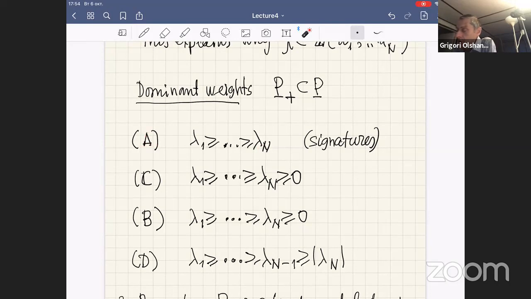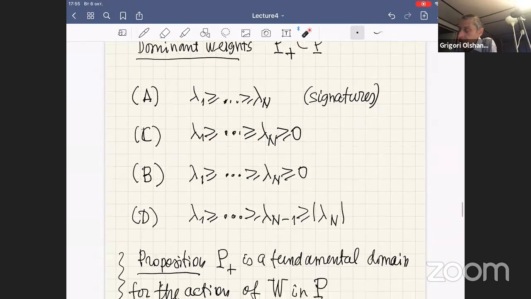So in type A, we need this restriction. We impose this restriction, which is essentially just the definition of our signatures. So these are some analogs of this definition in the case C, B, and D. C and B is the same. We require additionally that all these numbers are non-negative. Here we don't have this restriction, but here we have to impose it.